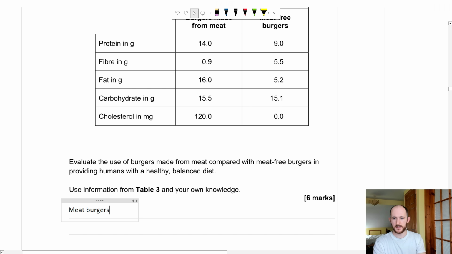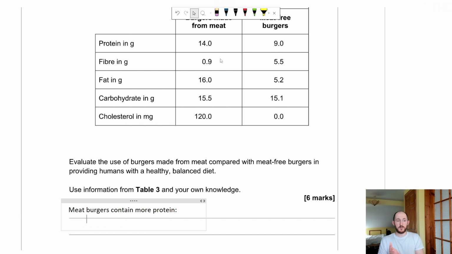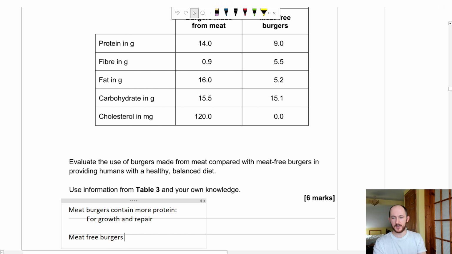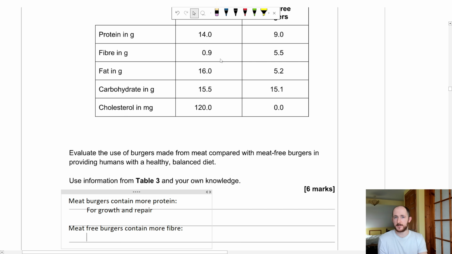So if I say meat burgers contain more protein, why is that useful? Well, I would say because, well, why is it useful? For growth. For growth and repair. Boom, there you go, 1 mark done. Next, fiber. Meat-free burgers contain more fiber. I'm not even kidding, this is all you need to do and you get 6 marks. I'm literally just reading what's in the table. But what is fiber used for? Aids in digestion. There you go, 2 marks.